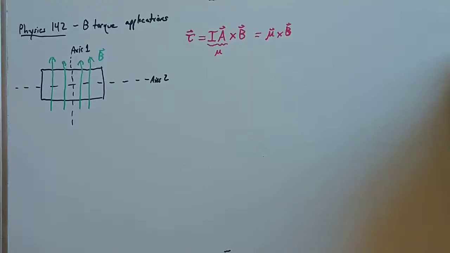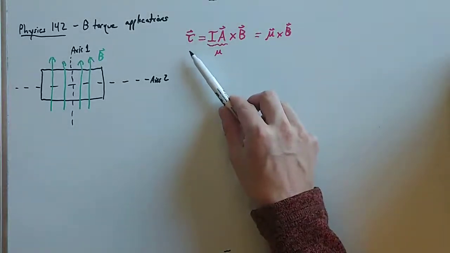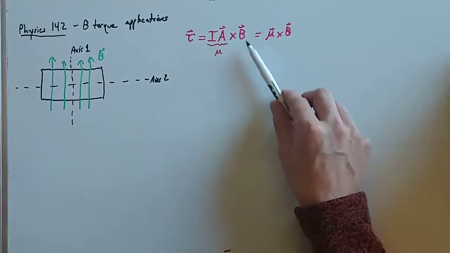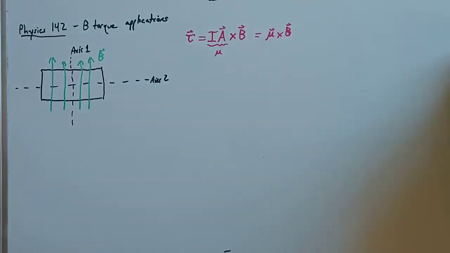One of the things I want us to get a sense of is, what will be the sense of rotation? What we might first ask is, which axis will it rotate around? How are we going to approach this problem? How do you think about the direction that the loop will rotate? Well, remember, we have our formula that says the torque is the current times the area vector crossed with the magnetic field.